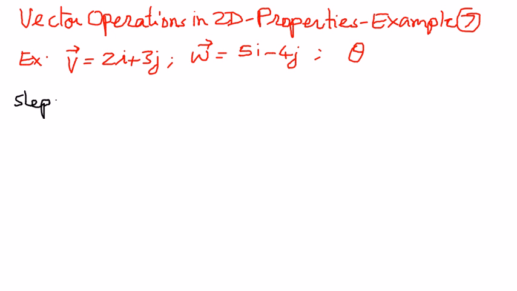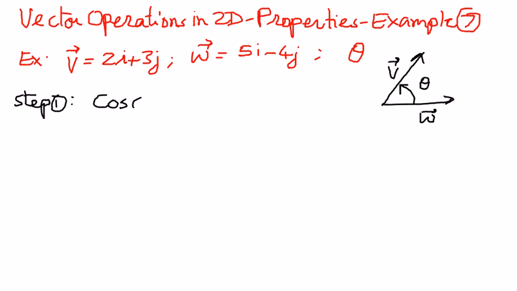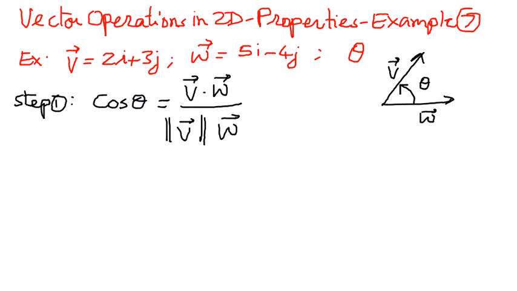Step number one. We know that when we have two vectors, vector v and vector w, the angle between these two vectors can be represented as theta, and the procedure which we know from the properties of vectors is cosine theta is equal to vector v dot vector w divided by the magnitude of vector v times the magnitude of vector w. That's what it is. So therefore, let us see how we can perform this.